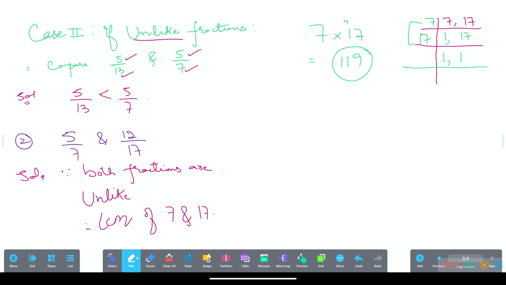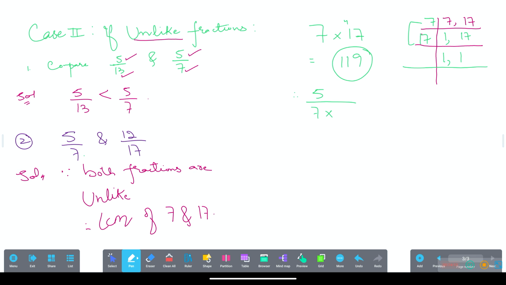Now I know the LCM of 7 and 17. Now you have to make the denominator 119. I am writing 5 by 7 first, so we are taking it. Now you need to multiply. How will you make the denominator 119? By multiplying 7 with a number. Not any number, but the number by which we will get 119.